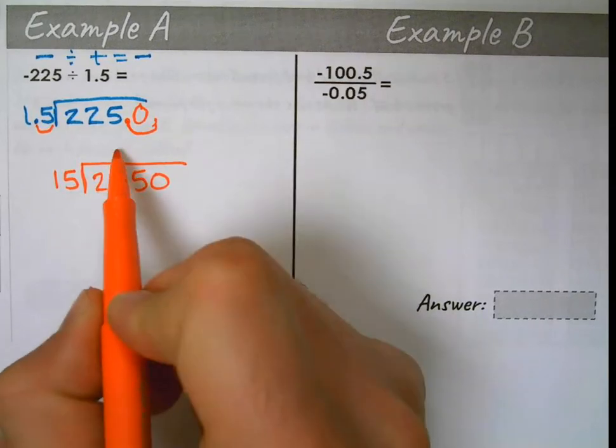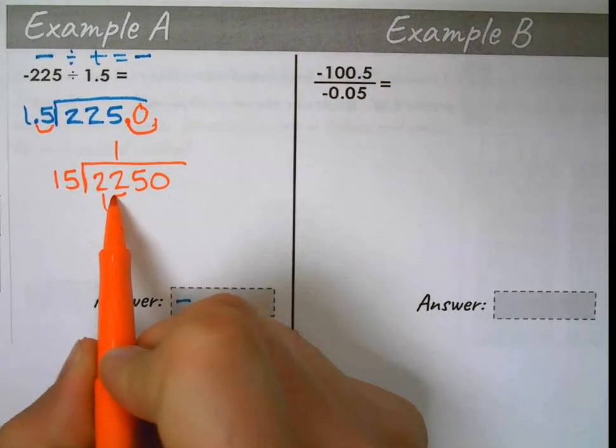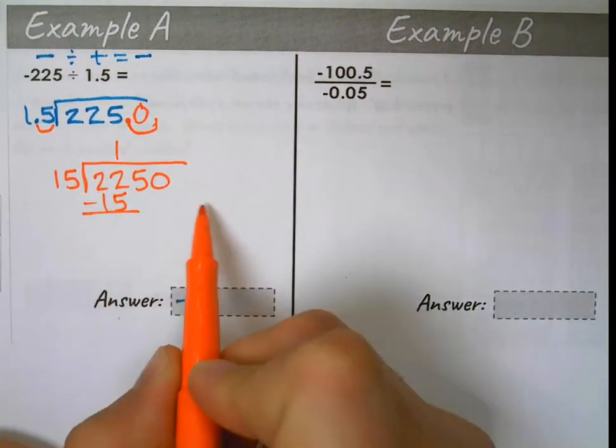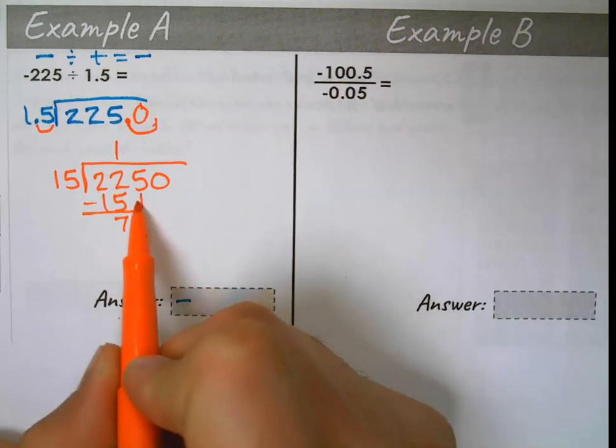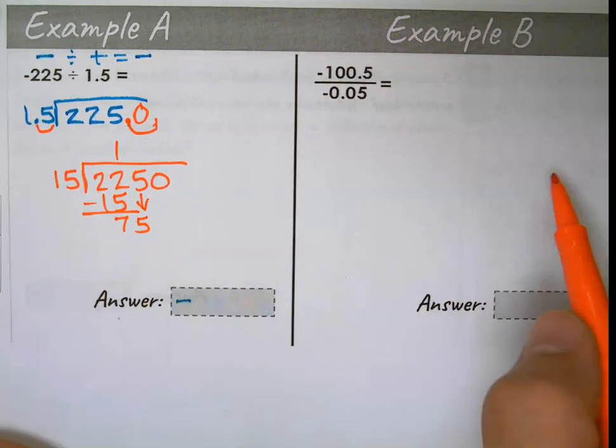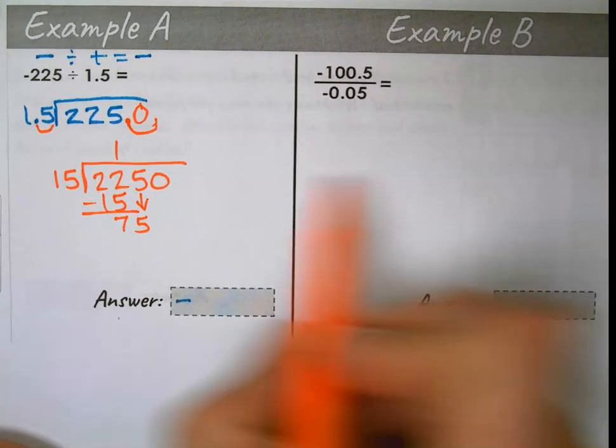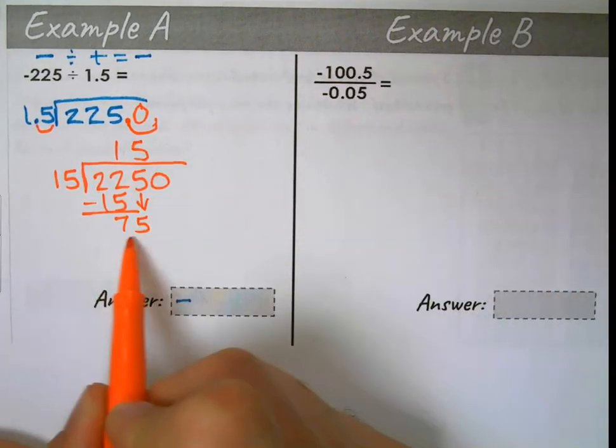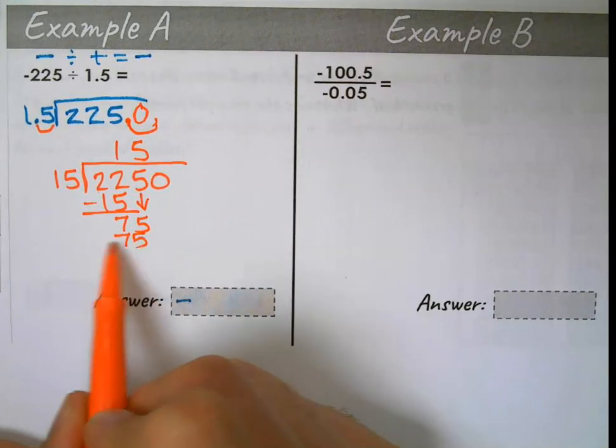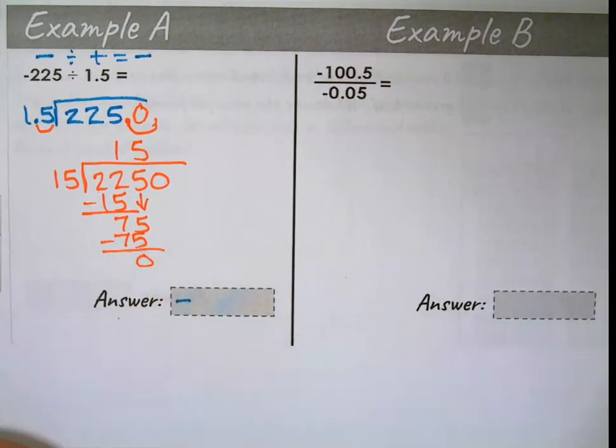15 will go into 22 one time. That's 15. Subtract, and I get 7. Bring down this 5. 15 goes into 75 5 times. That's 75. Subtract, and you get 0.